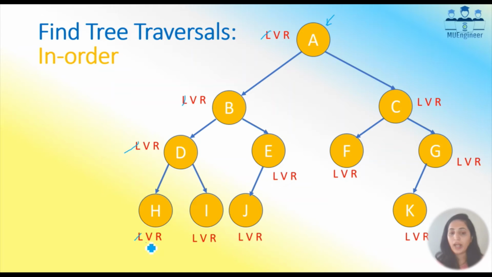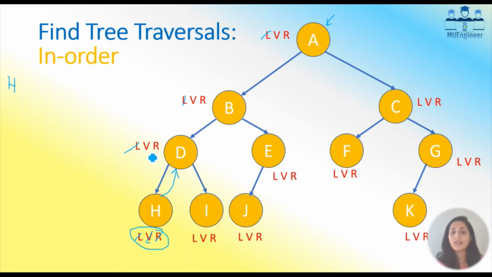So we come back and now I have to execute V. So V says okay, read H. Whenever we say V, we will read that value. So read H. Then after reading H, it says go to right. There is nothing on right of H. Again we come back. So now I am done with all the 3 operations here. So I come back to the parent of H, that is D.